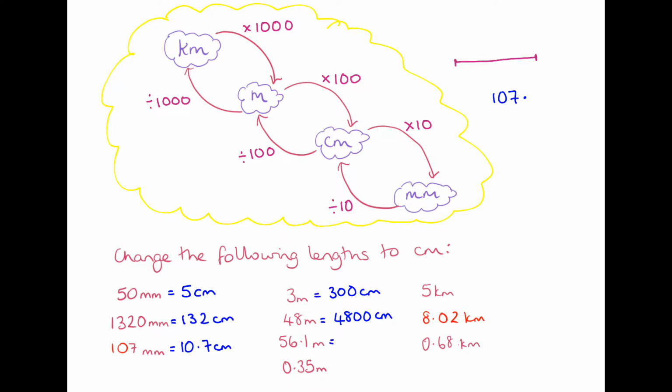Then 56.1, multiplying that by 100. When we multiply by 100, we're moving 2 places to the left. So 1 place would make it 561. 2 places would make it 5610.